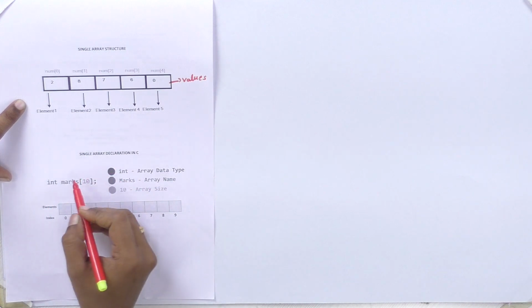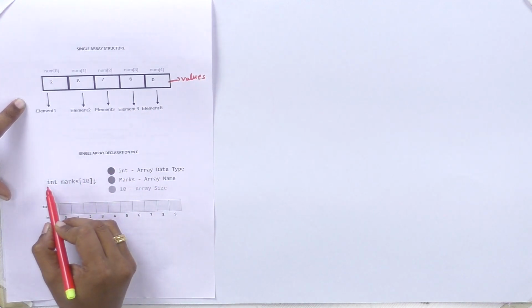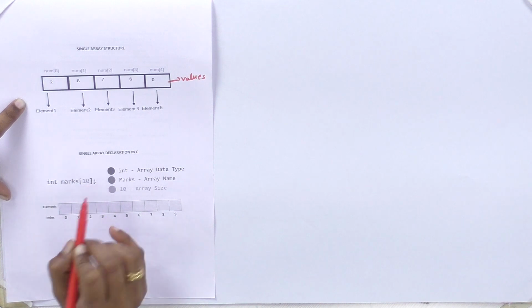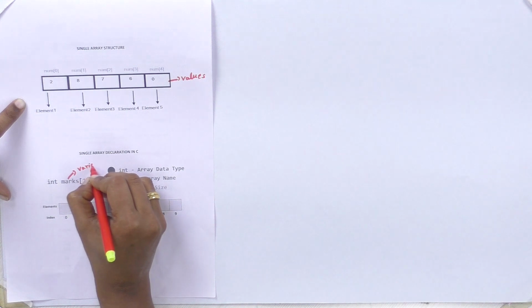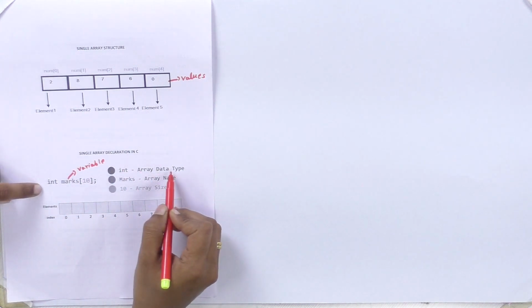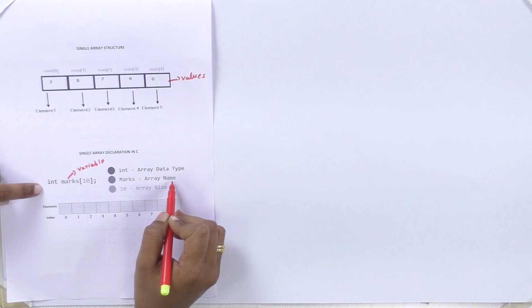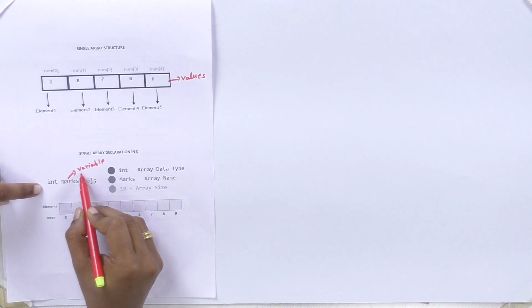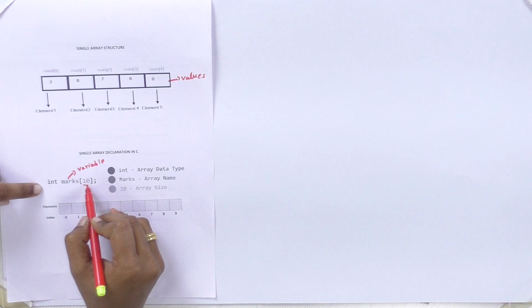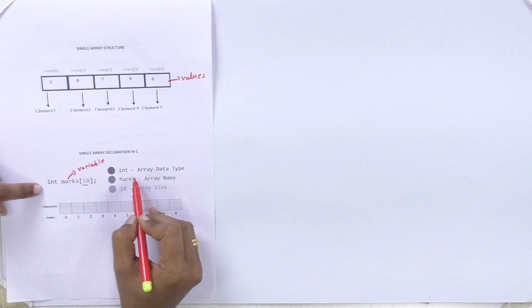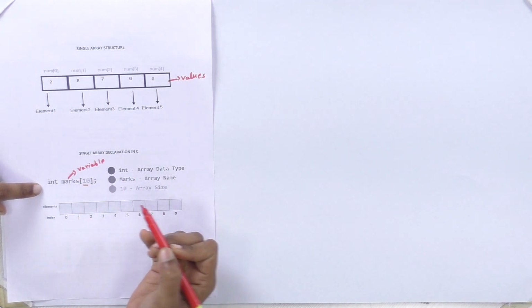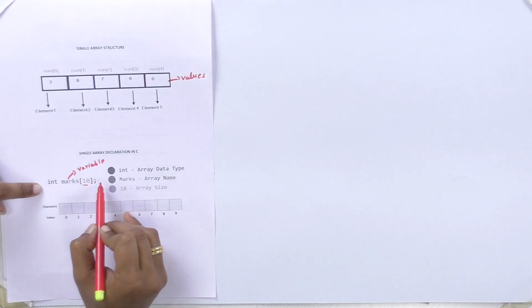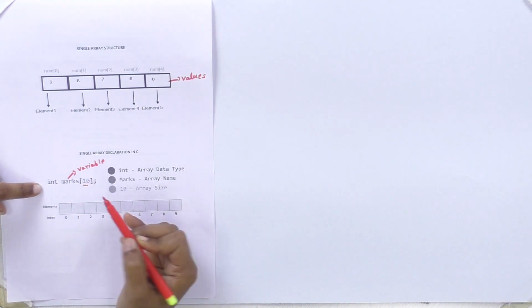Now see the variable declaration of array: int marks[10]. Here int is the array data type and marks is the array name. This 10 refers to the size of an array. So the size of an array refers to how many values it can hold, here 10 values in the variable marks. It should be mentioned in the square brackets. The array declaration is similar to other declarations, so we have to terminate it using a semicolon.